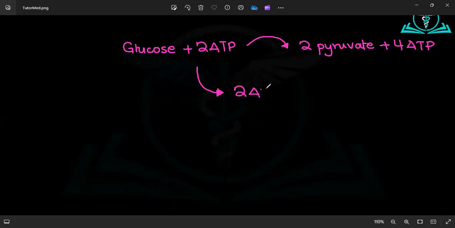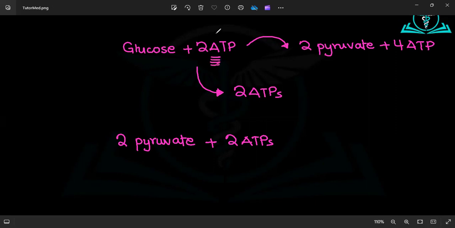So in the end, how many molecules of ATP is produced by glycolysis? 2 ATPs. Please note that 1 molecule of glucose is metabolized to produce 2 pyruvate molecules plus 2 net ATPs. I mean, it's 4, but because it has used up 2 to metabolize the glucose, the net is 2. So that's what I want you to keep in your head. Glycolysis, the aim is to produce pyruvate plus ATPs. Is that okay?